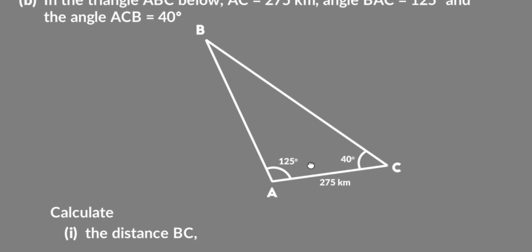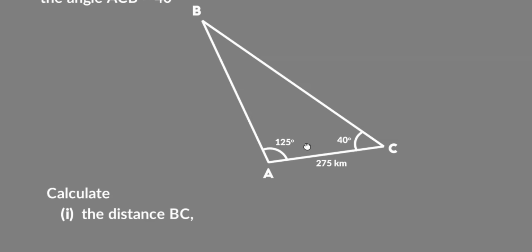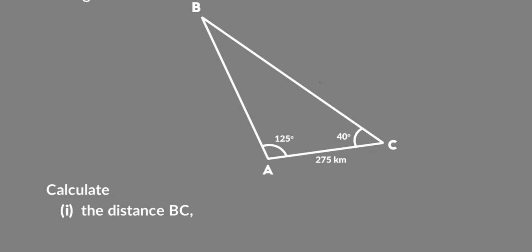In the first question, we're asked to calculate the distance BC. This is the distance here we're calculating. You can see that that distance is opposite 125. What you want to do here is ask yourself those 4 questions. Am I using the Pythagorean theorem, sine rule, cosine rule, or the sum of interior angles of a triangle? As you can see from this question, we've been given 40 degrees here.